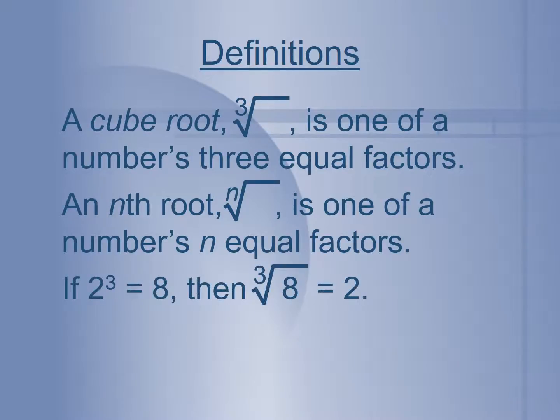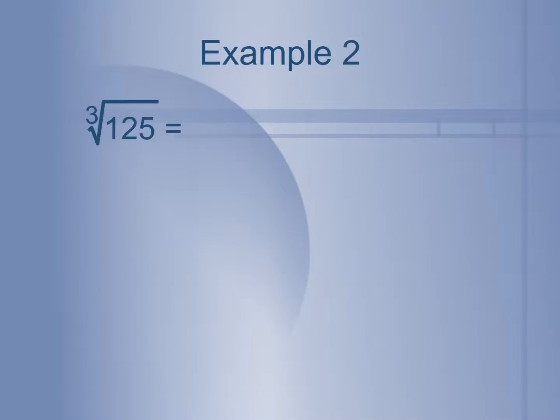So if 2 to the third is 8, then the cube root of 8 is 2, because 2 is repeated 3 times to get 8. So in example 2, we're going to do cube roots. So the cube root of 125 is saying what number times itself again is 125. And that would, well, 5 cubed is 125. So that means that the cube root of 125 has to be 5.